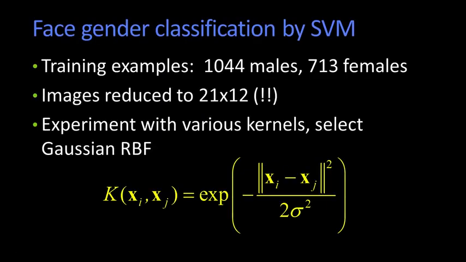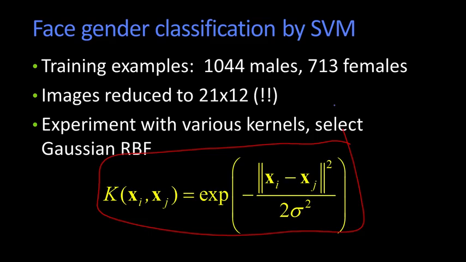All right, so they trained it. Their training examples had about 1,000 men, 700 women, which is a pretty reasonable ratio in academic labs, but really they should have tried to balance it. The images were shrunk down to being only 21 by 12 pixels, okay? So it's a relatively small feature. It's still got 21 times 12, let's see, 210 and 42, so 252 numbers, right? But they're not just going to base it on that. They actually used a Gaussian kernel, a Gaussian RBF.